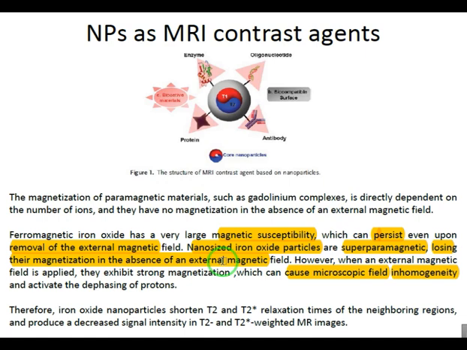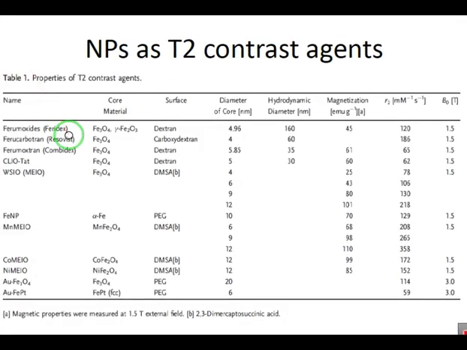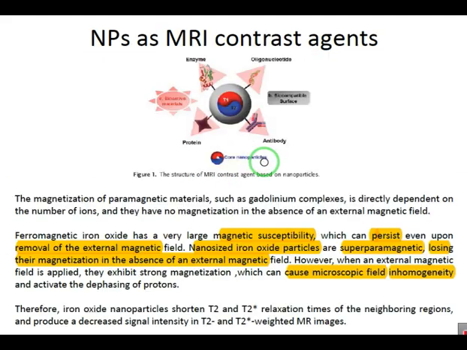In this picture, you see some of the most popular magnetic nanoparticles that have been used as T2 contrast agents. I have to remind you that, as you see here, these magnetic nanoparticles shorten the T2 relaxation time, and the contrast of the images taken by this phenomenon is improved.